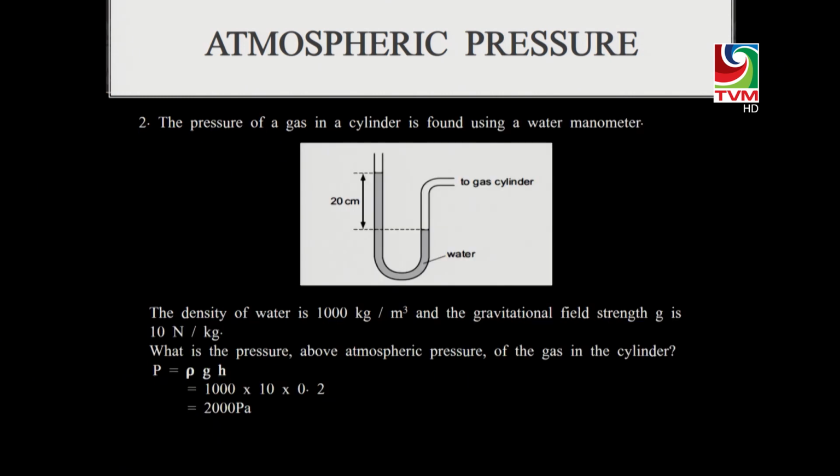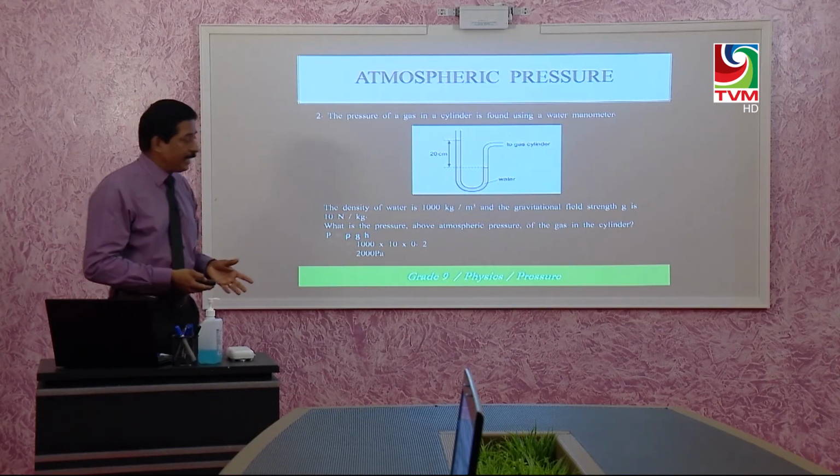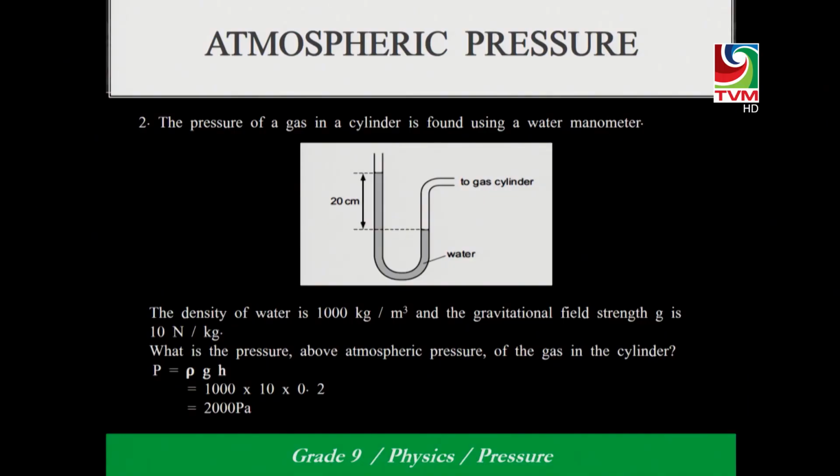Now, the next question. The pressure of the gas in a cylinder is found using a water manometer. Here, look at this one. By looking at the diagram itself, you know that gas pressure is greater than the atmospheric pressure. Gas pressure is 20 centimeter of water greater than the atmospheric pressure. Given the density of water is 1000 kilogram per meter cube and the gravitational field strength g is 10 Newton per kilogram, what is the pressure above atmospheric pressure of the gas in the cylinder? Pressure is equal to rho g h. 1000 into 10 into 0.2, converting 20 centimeter to meter by dividing by 100, then 2000 Pascal. Like that, the answer comes.